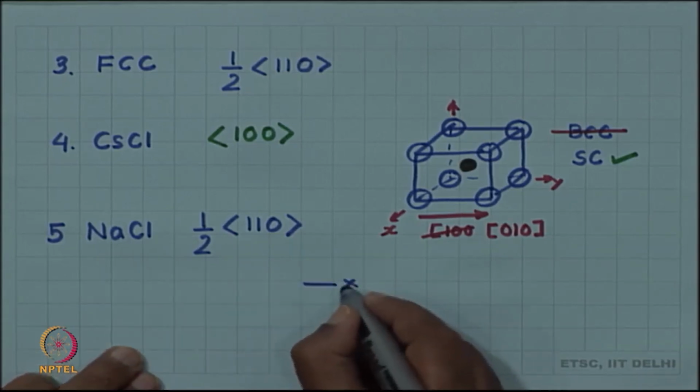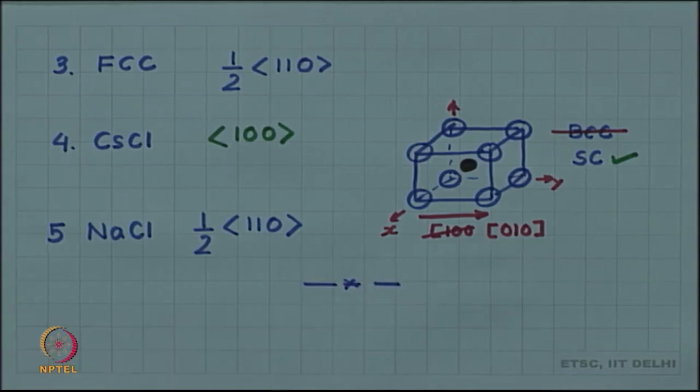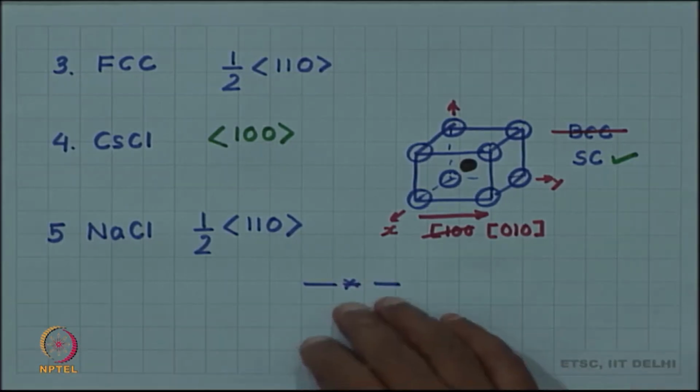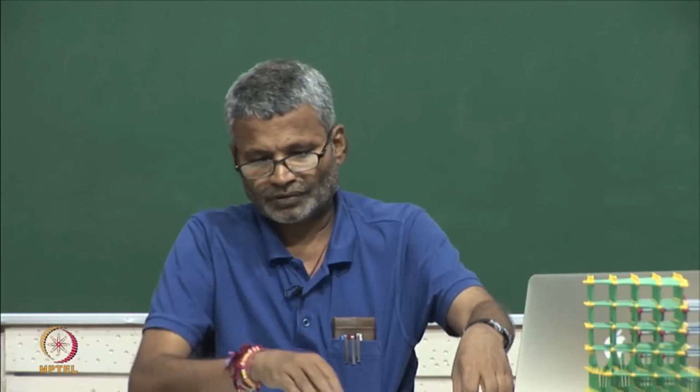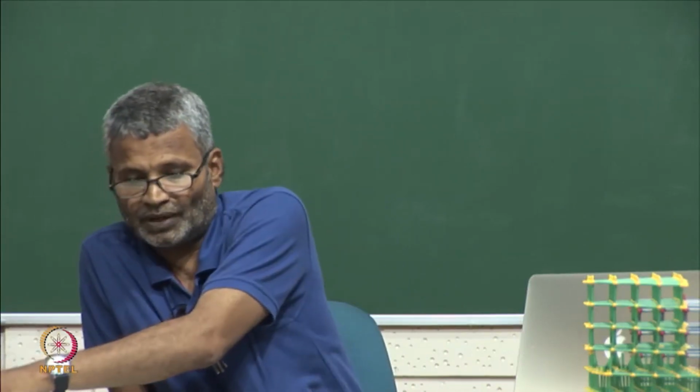So, with this we finish this topic of shortest lattice translations, and we will continue, but we are still on the topic of dislocation. Several other properties of dislocation we have to look at, some geometrical properties which we will continue in the next video.